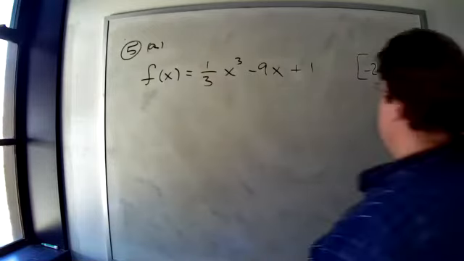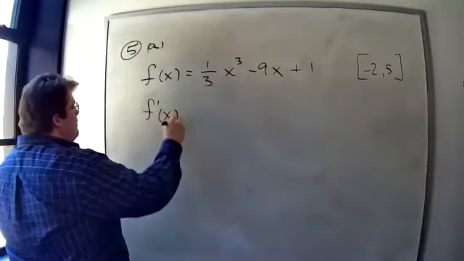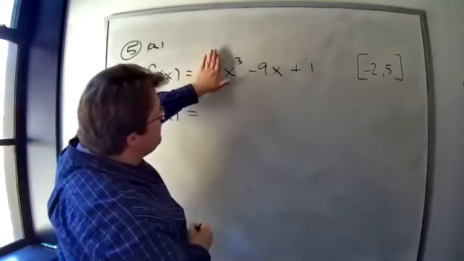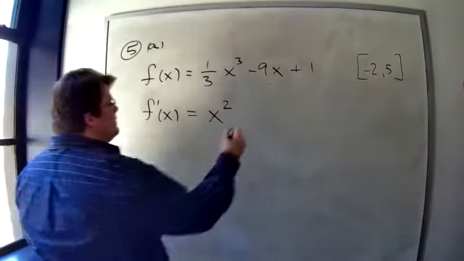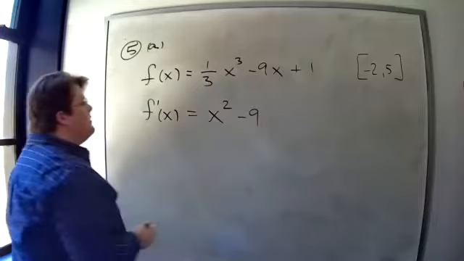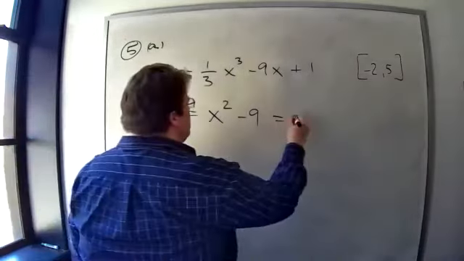Well, we need the derivative, we need where it's 0, we need where it's undefined. Let's take the derivative. 3x squared times a third is just x squared. The derivative of -9x is -9. We want to set this equal to 0.